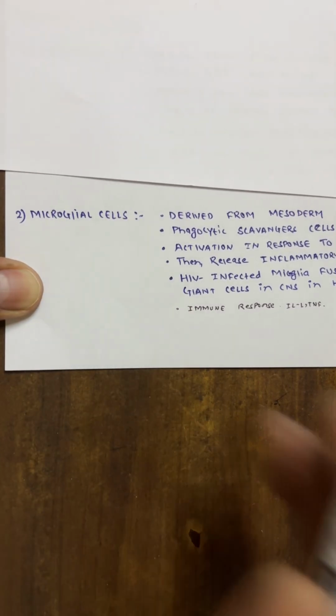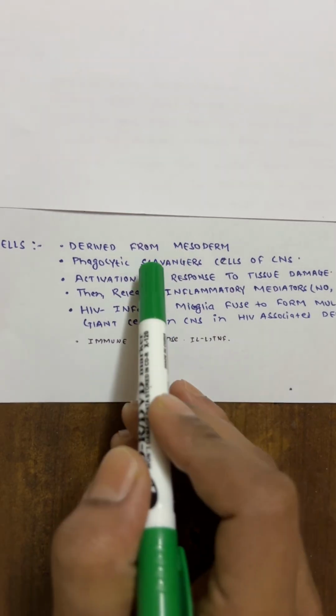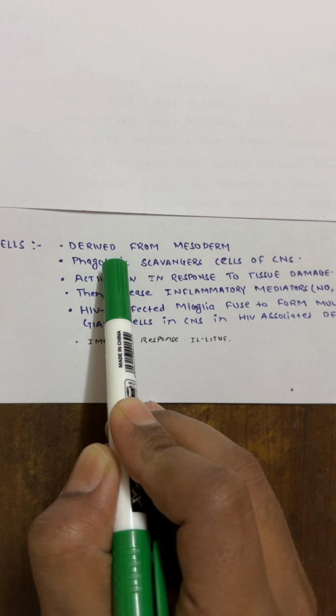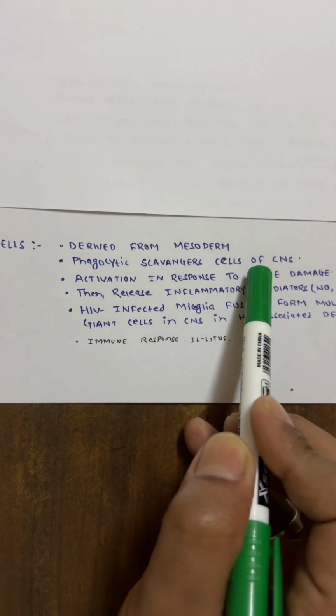Now we'll talk about microglial cells. Microglial cells are derived from mesoderm. Remember this line. And microglial cells are actually the macrophages of the CNS, so that's why it's a phagocytic scavenger cell of the CNS.